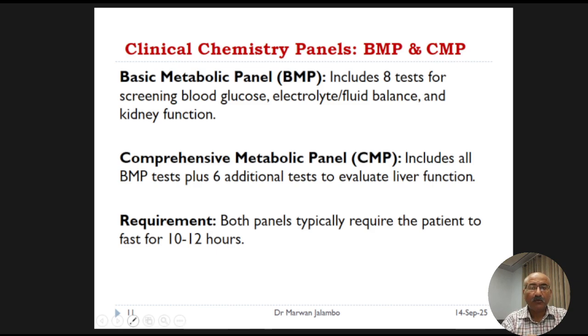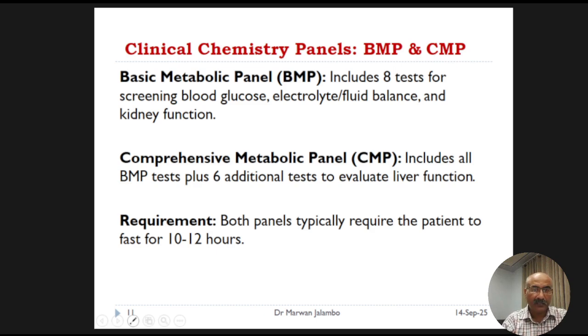The BMP is a group of 8 tests that provides a snapshot of your blood glucose, the electrolytes, the fluid balance, and kidney function. The total is 8 laboratory tests in the BMP. On the next slide, I will discuss it in detail.